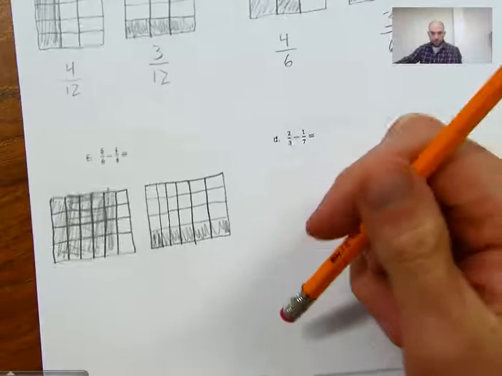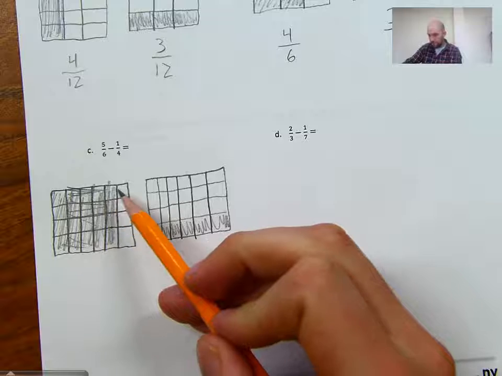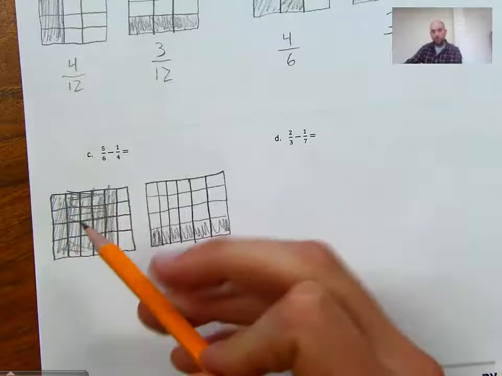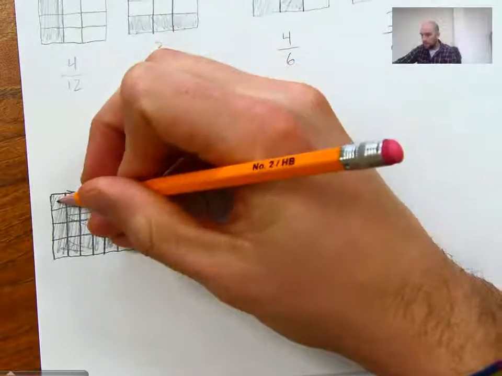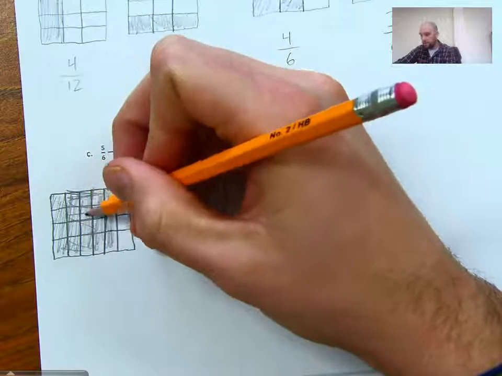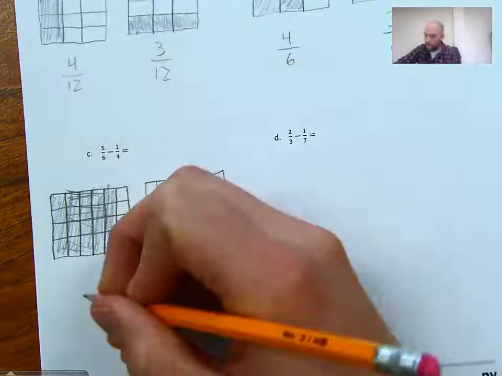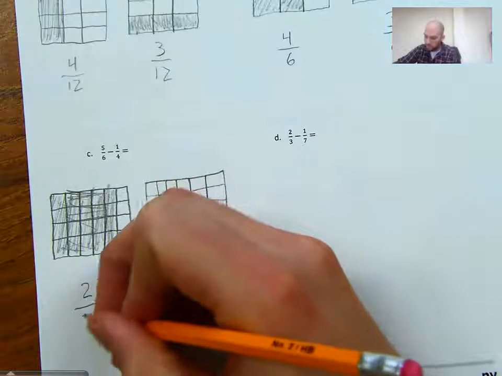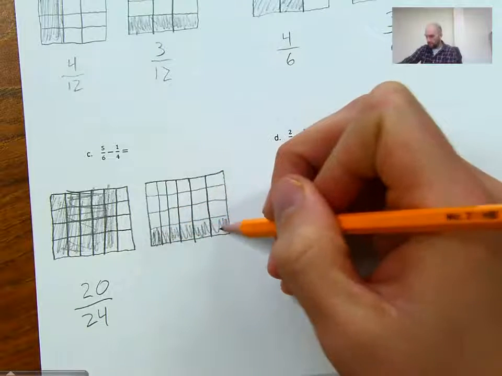And then we just need to count them up. So we have 1, 2, 3, 4, 5, 6. 1, 2, 3, 4. So there's 24 squares there altogether. 6 times 4 is 24. And I have 20 24ths. Here I have 6 24ths.